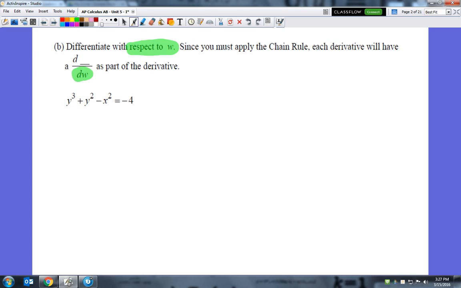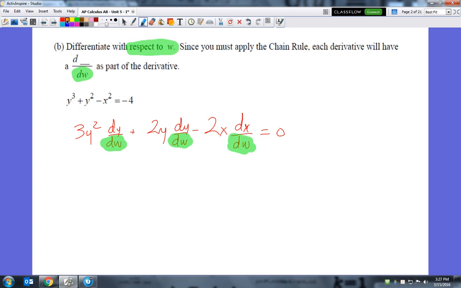So just like we did the other one, we would get 3y squared dy/dw plus 2y dy/dw minus 2x dx/dw, and again is equal to 0. My dw's are because of what I was in respect to. And then my function, y and y, are going to represent this dy differential. And then of course the x will be dx.